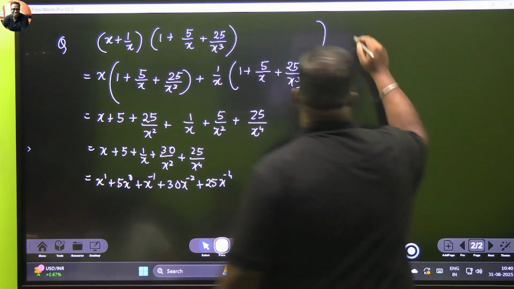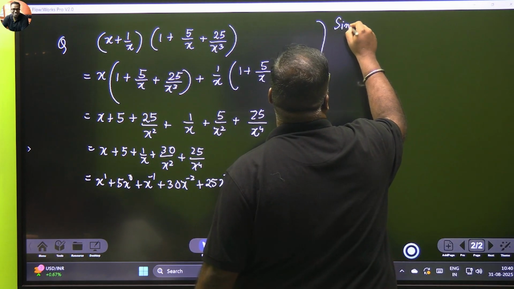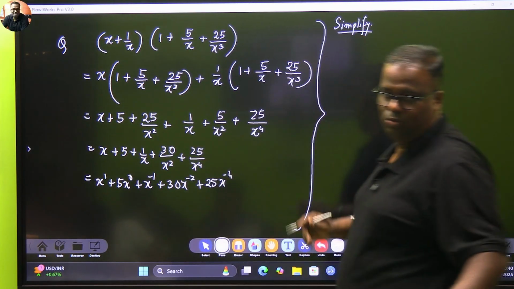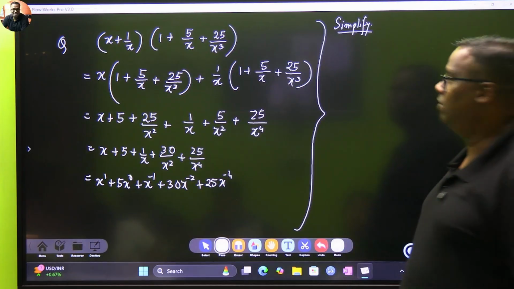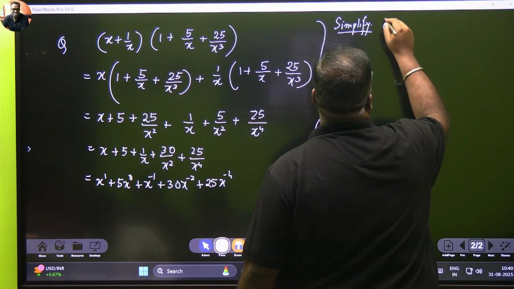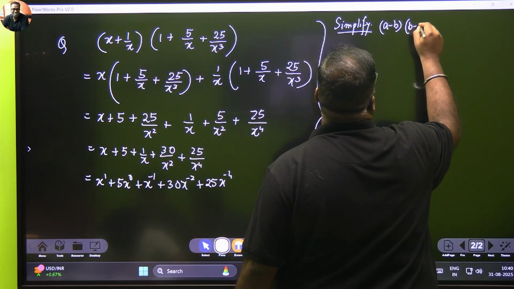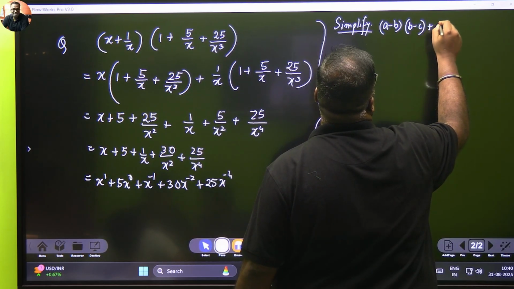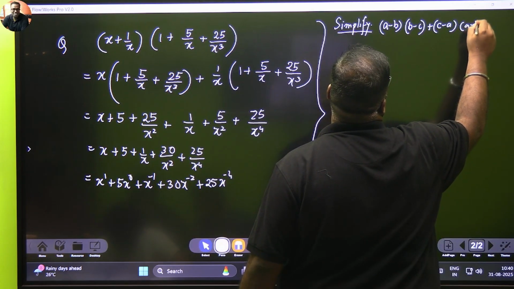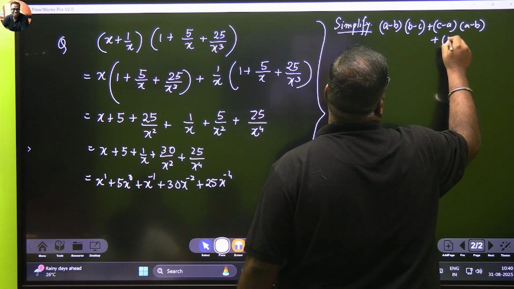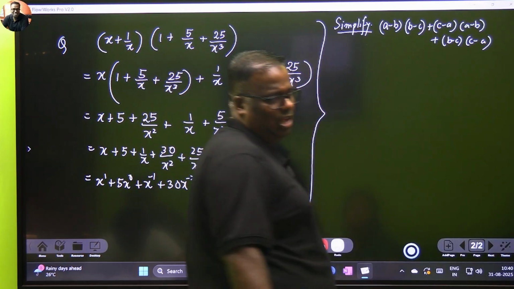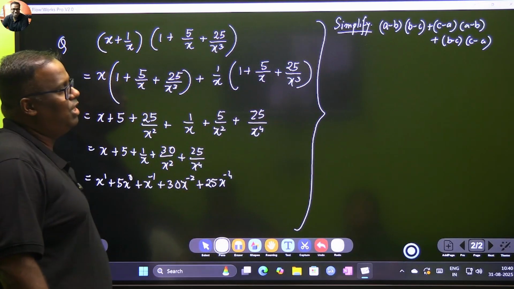Okay, tell me, simplify. Simplify means the raita would be spread on the floor; you are supposed to assemble everything. So what is simplify? A minus B into B minus C, plus C minus A into A minus B, plus B minus C into C minus A. Usually such problems will have very cute answers when they spread it in such a manner.